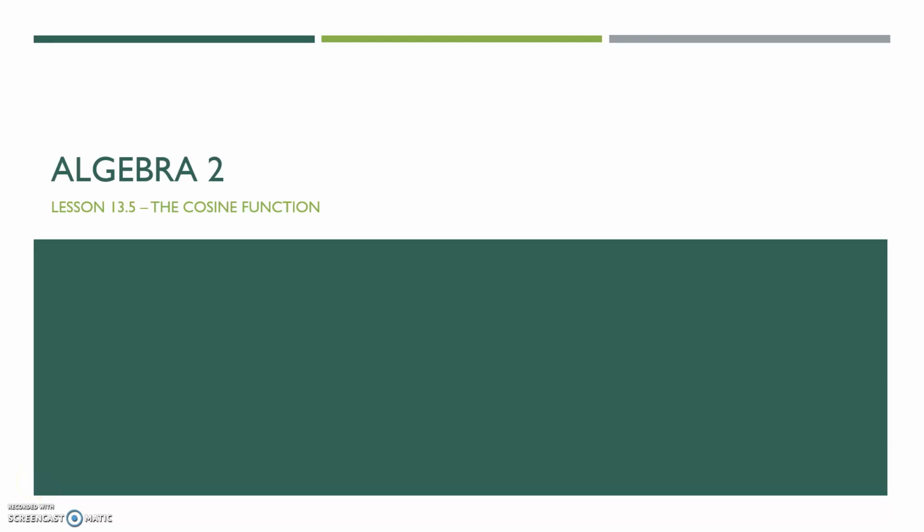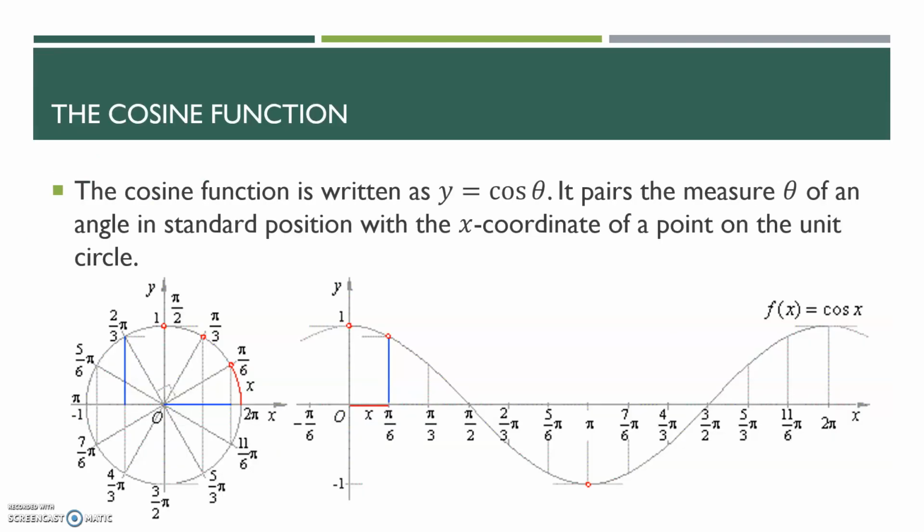Hi guys, today we're going to look at the cosine function. This is the second of three different trigonometric functions that we're going to look at. The cosine function is written as y equals cosine of theta, and what it does is it pairs the measure of theta, so are we looking at pi over 6, pi over 2, 7 pi over 6, the theta of an angle in standard position with the x coordinate, because cosine is the x coordinate.